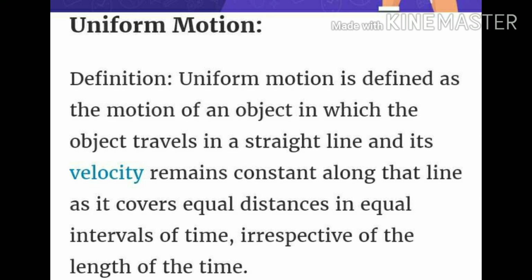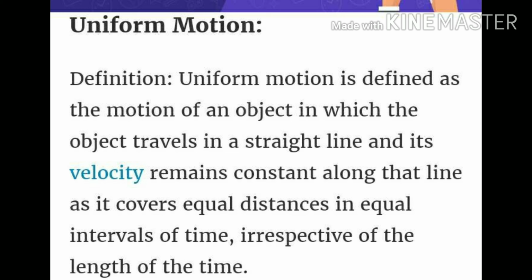In the previous class we discussed distance and displacement, and we came to know that distance is a scalar quantity and displacement is a vector quantity. So what is uniform motion? Uniform motion is defined as the motion of an object in which the object travels in a straight line and its velocity remains constant along that line, as it covers equal distances in equal intervals of time, irrespective of the length of the time. In simple language, we can say when a body travels in a straight line with a constant speed, then the motion of that object is said to be uniform.